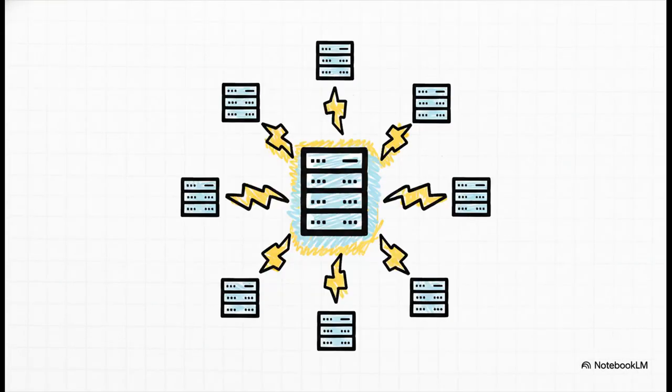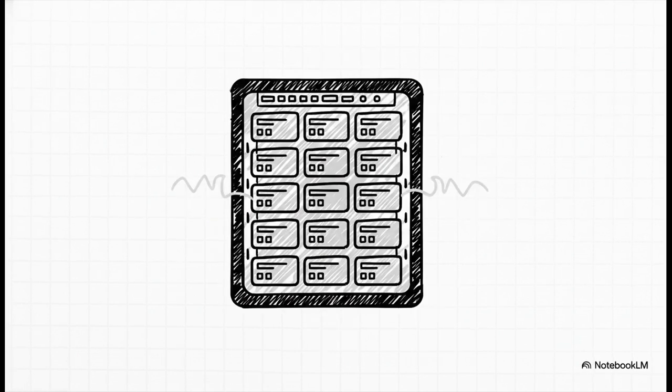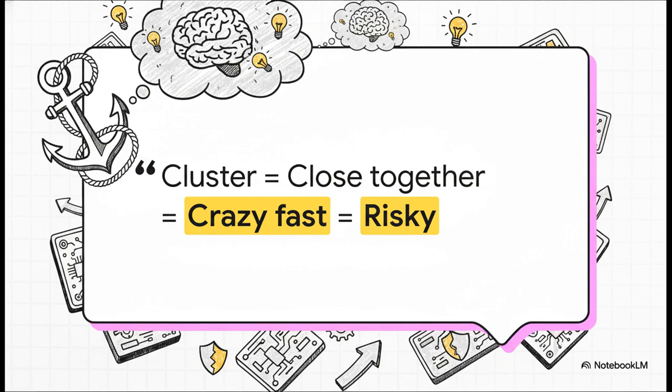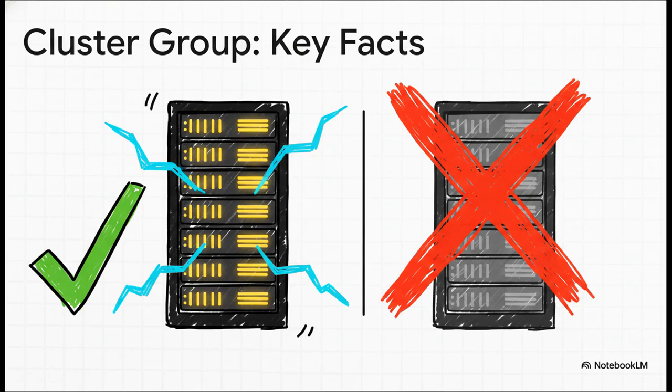All right, challenge number 1. Your app needs to be crazy fast, like ultra-low latency kind of fast. The answer? A cluster placement group. It packs your instances super close together on the same physical rack. And hey, for the exam, just remember this. Cluster equals close, crazy fast, and kind of risky. This is perfect for high-performance computing. But if that one rack fails, everything goes down with it.